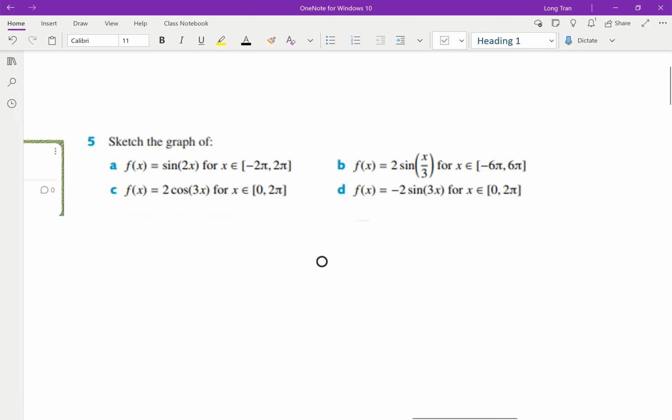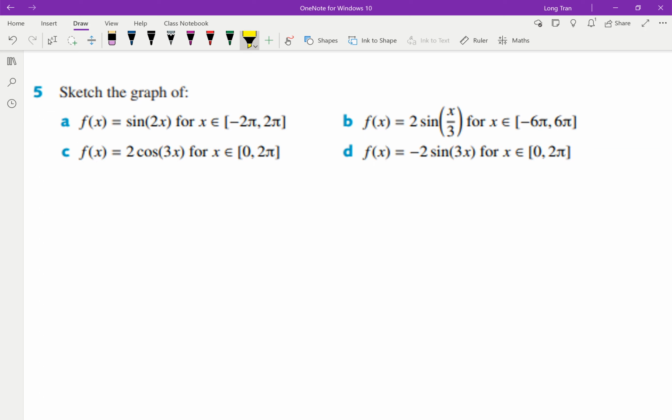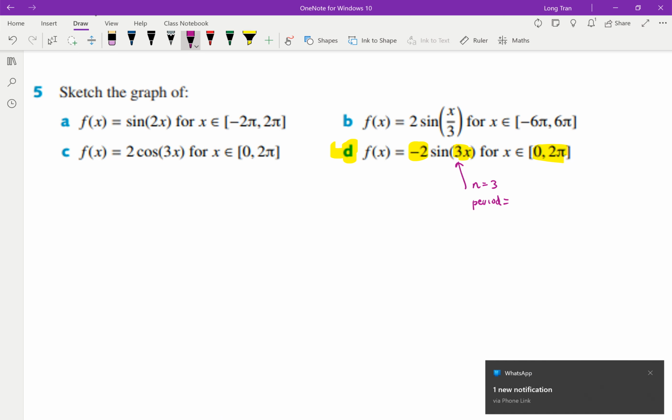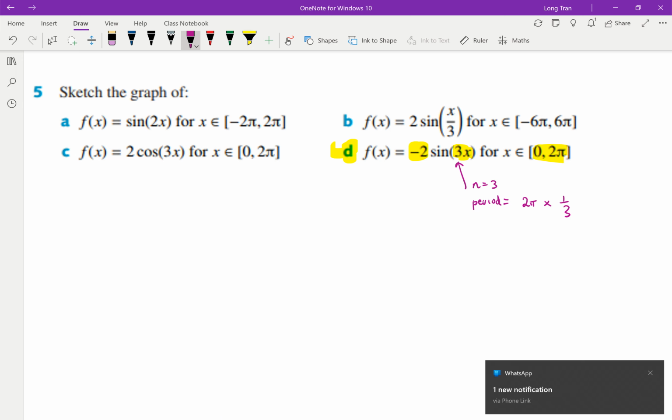So question 5D, if we were to do D, says you want to sketch the graph of negative 2 sine 3x between 0 to 2 pi. So first things first, we're going to find out what the period is. And so n is currently 3, so the period, remember, is normally 2 pi multiplied by the reciprocal of n, which is a factor of a third. Or if you want, you can use 2 pi on n, and that works as well.